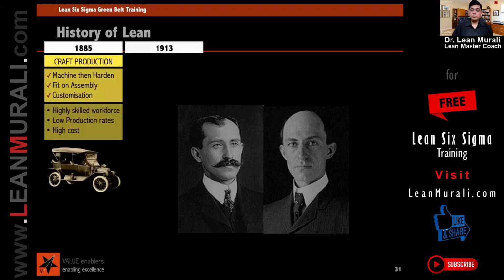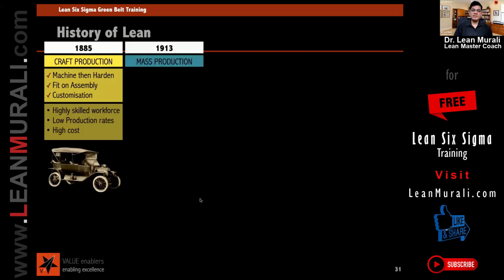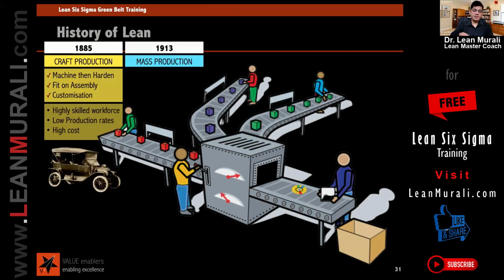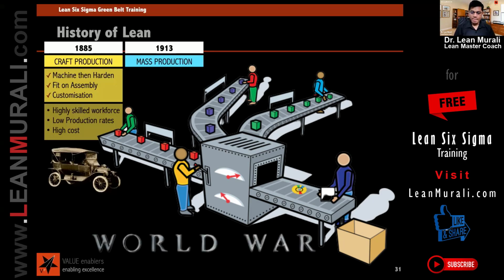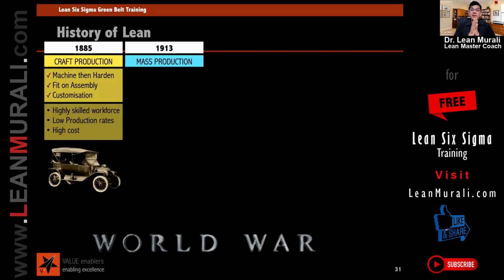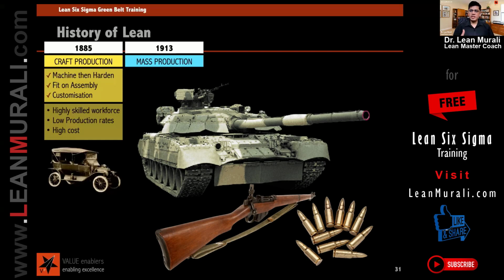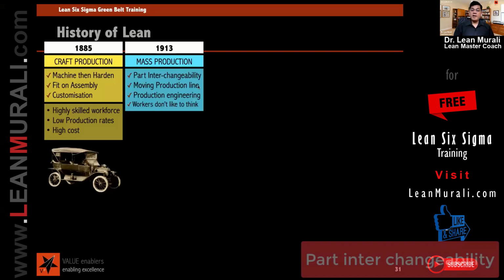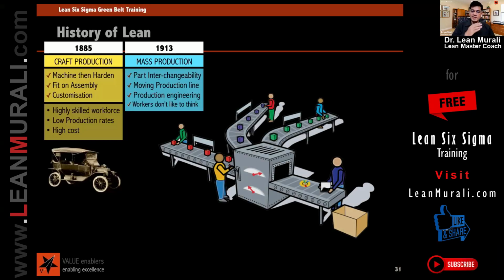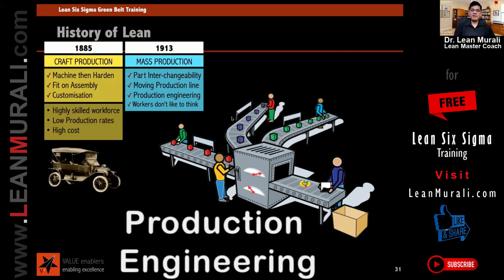Then we come to 1913, where mass production started. What was the trigger for this mass production? Mainly World War was a trigger, and World War led to the Industrial Revolution also. In World War, there was a need to produce a lot of war equipment, the guns, pistols and all that. The bullets are consistently used. Now the part interchangeability concept was brought in, and the production line moved. There was a concept of production engineering that came in.